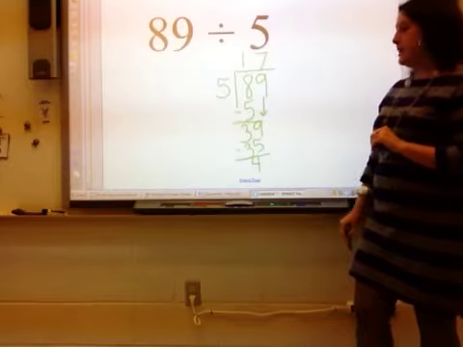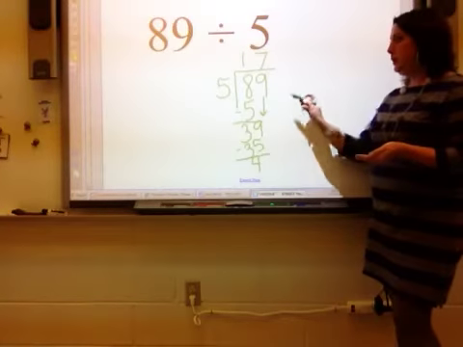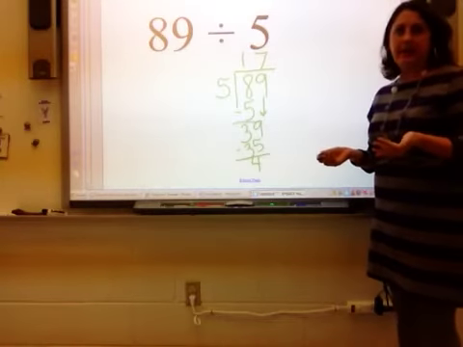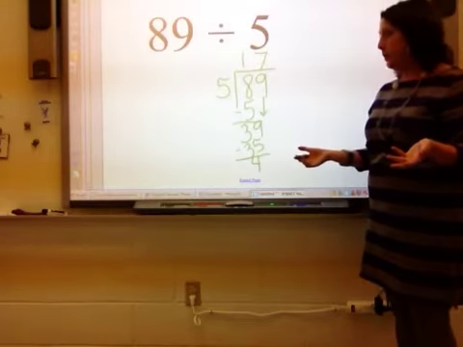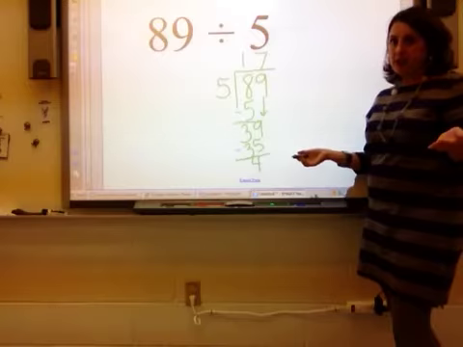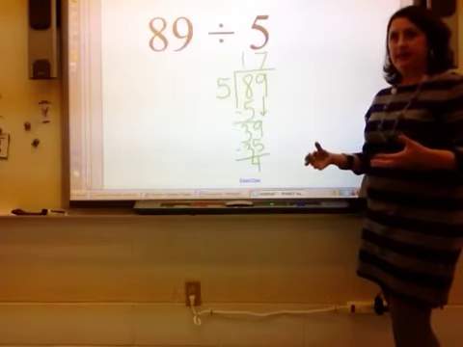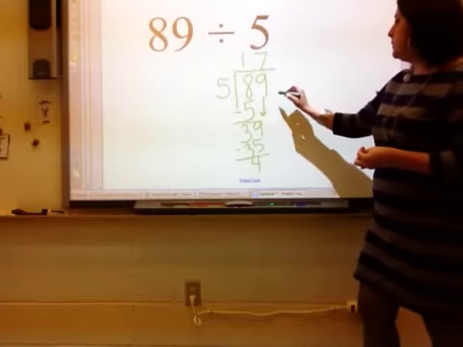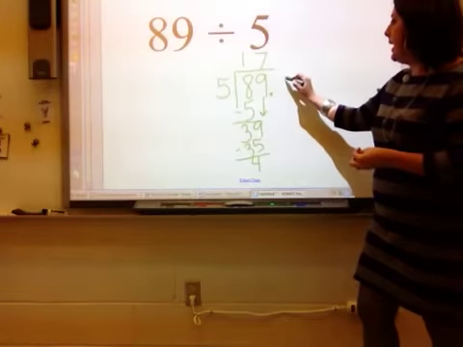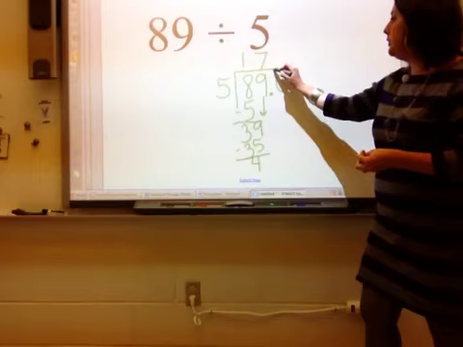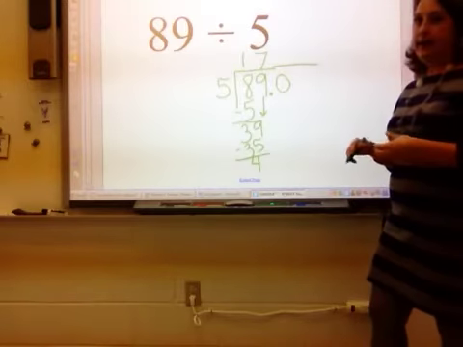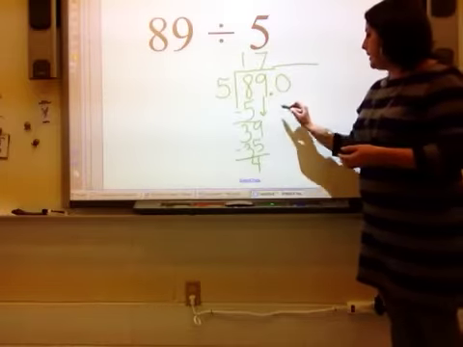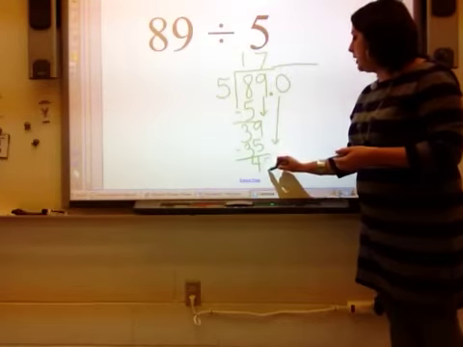Now, we talked a lot in class about how in elementary school we would put a little remainder 4 up there. And all that means is that I can't fit another equal group. Well, in 6th grade, we're using a decimal to show a little bit of that partial amount. So I know that 89 is equivalent to 89.0, so I can bring down that 0.